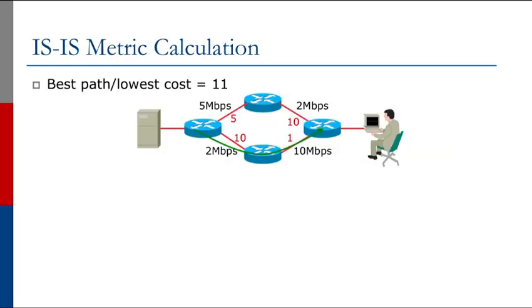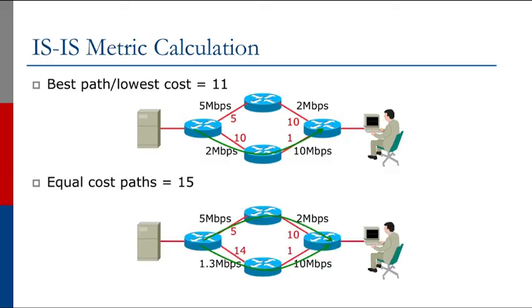In the example here, the best path, lowest cost, is 11. If we go from the user to the content the user is observing, one path has a total cost of 15, the other path has a total cost of 11. In the second example, both paths have a cost of 15. So ISIS will load balance over the two paths, even though from the user perspective, one path starts off with 2 megabits uplink and the other one with 10 megabits. Operators need to be very careful when calculating the costs across the network, as there could be unintentional load balancing happening in parts of the infrastructure.